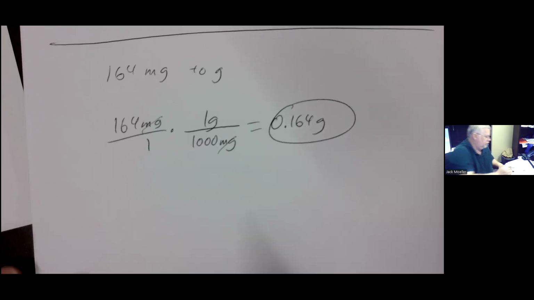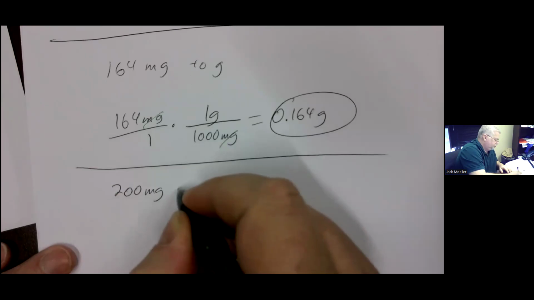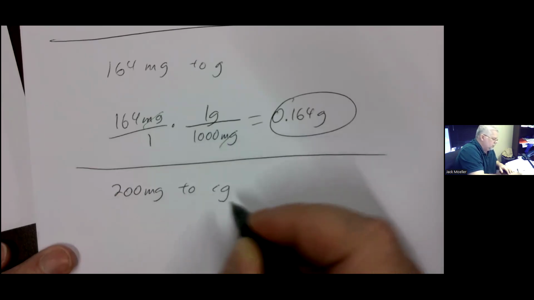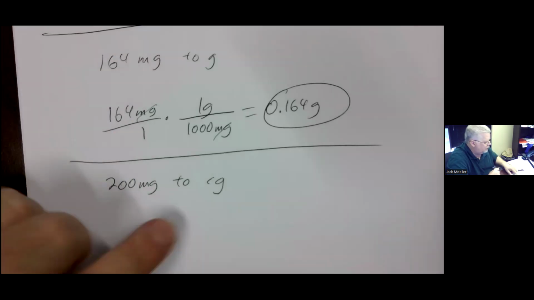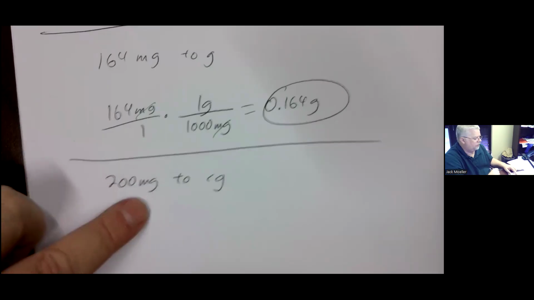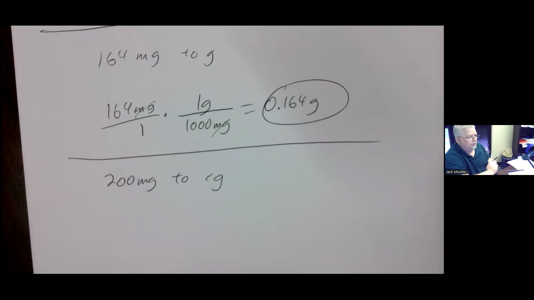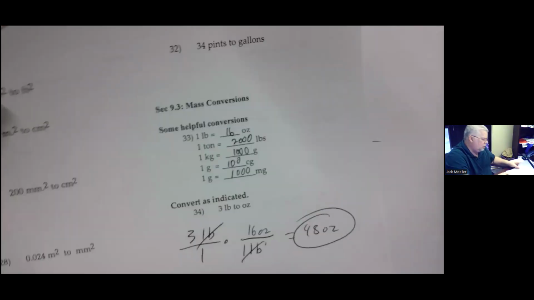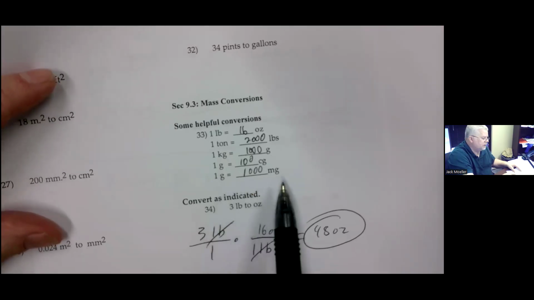What about number 43? 43 is 200 milligrams to CG. Now we don't use CG near as much, but remember C by itself is centi. So that is 1/100th of a gram, whereas milli is 1/1000th. So do we know a direct conversion from milligrams to grams? Well, we know CG to grams, we know milligrams to grams. So again, this is going to be a 2-step process.